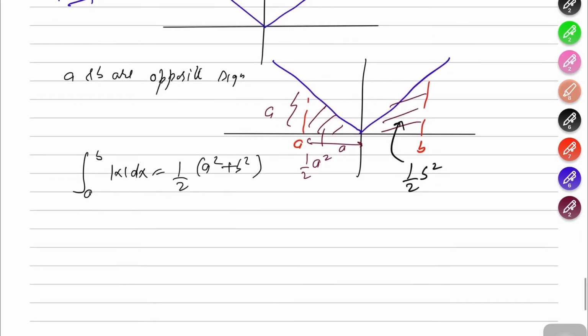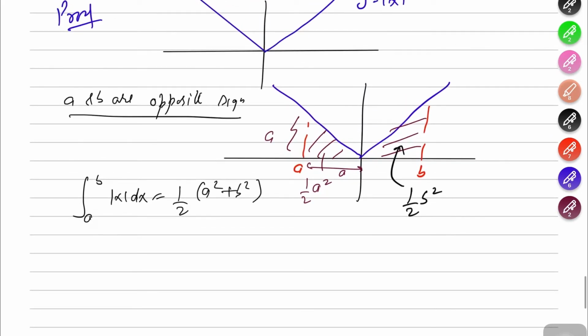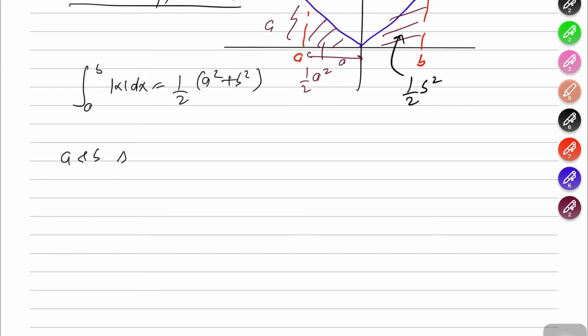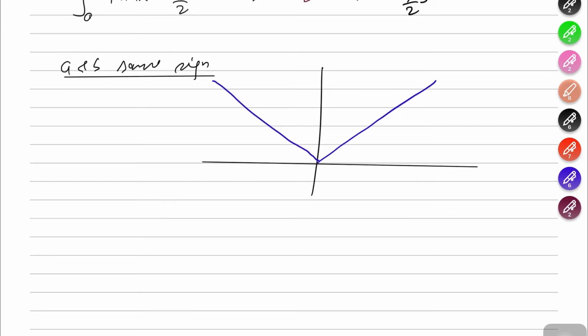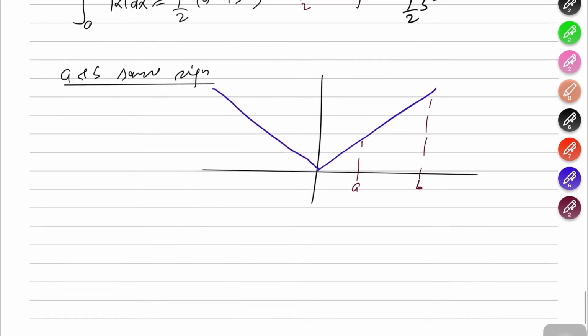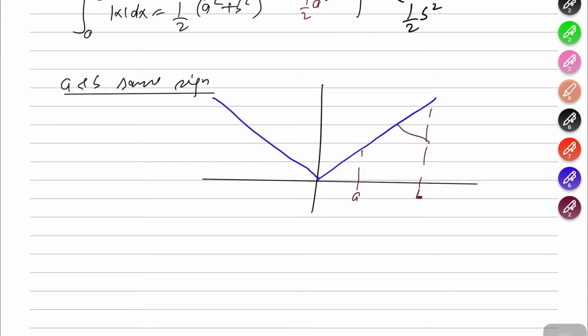Okay, now let's see what if a and b are of the same sign. So let's say a and b same sign. If a and b are the same sign, that clearly means that either they are on the same side. Let's say this is a, this is b. Okay, both a and b are positive. So in this case, what is the integration? That is this area. So if I say a to b mod x dx, they are this area.